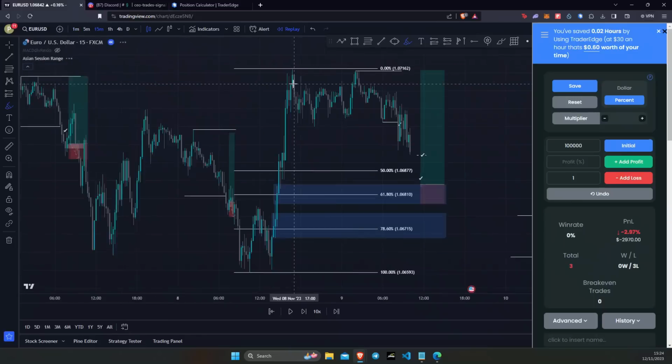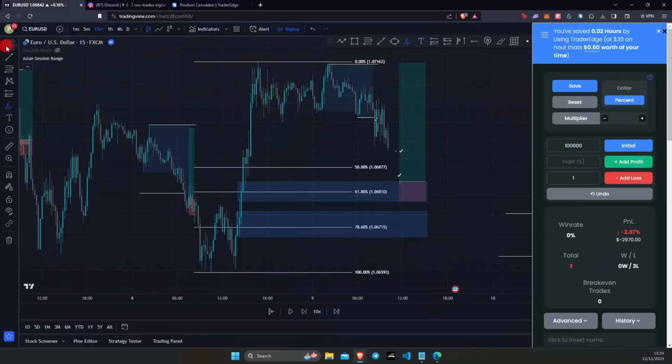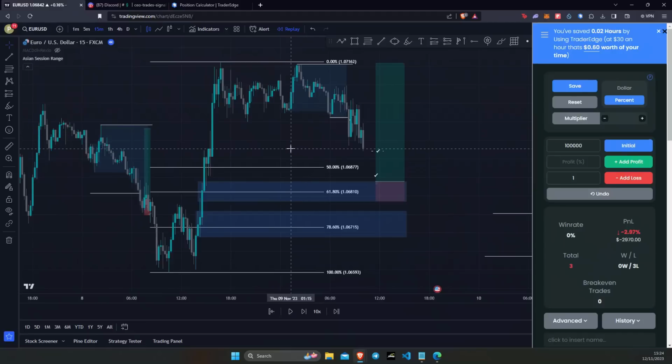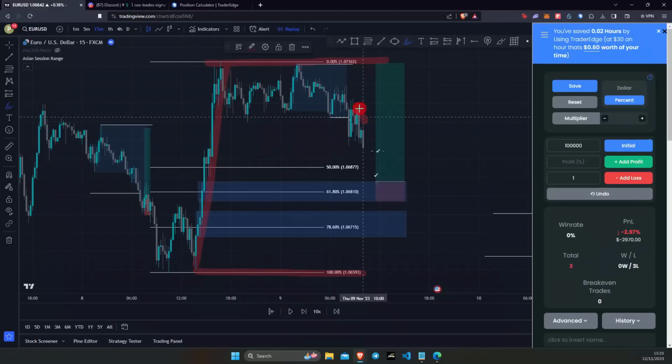But if we jump onto the higher time frame, what we can see is that we are inside of this higher time frame bullish leg. Right here, we are inside this bullish leg, right? So anything up here is not within the discounted range. Therefore, this is not price that we want to be touching.